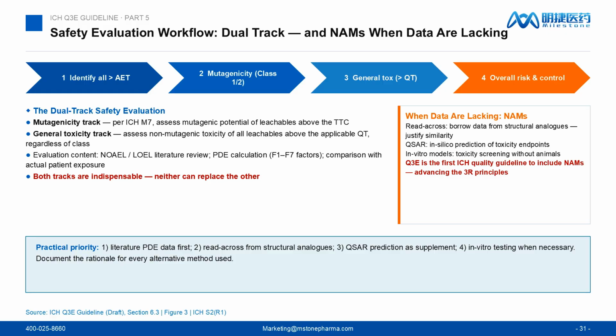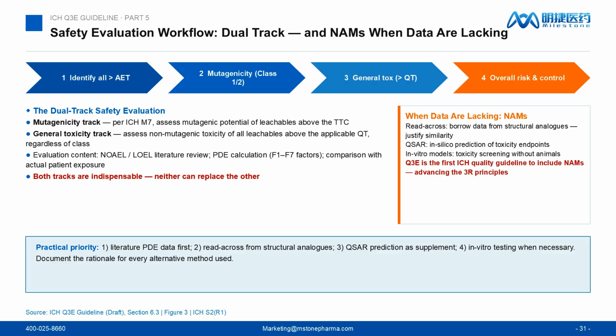So a leachable has exceeded its threshold. Now the safety evaluation begins, and it runs on 2 parallel tracks. Track 1, mutagenicity, following ICH M7. Is this compound a DNA reactive hazard? Track 2, general toxicity for everything above the SCT, organ toxicity, irritation, sensitization. Both tracks are mandatory where applicable. One clean track cannot compensate for the other.